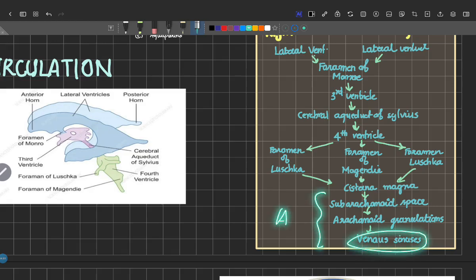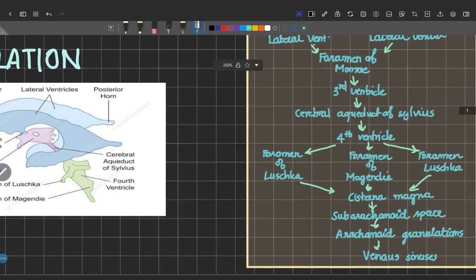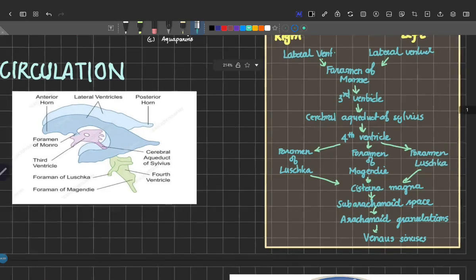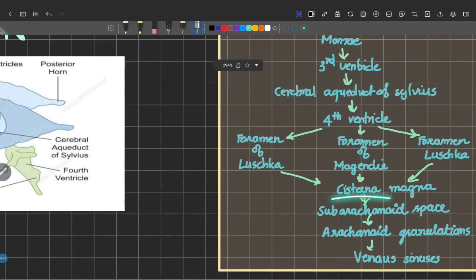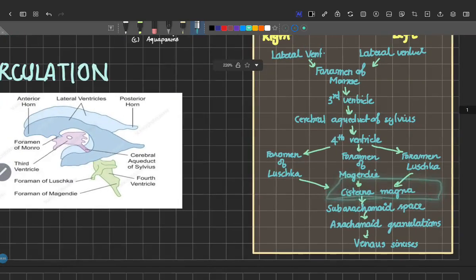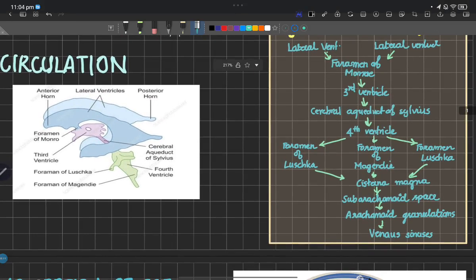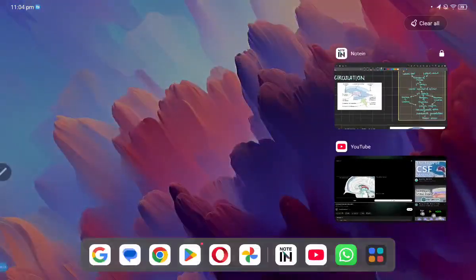This is the absorption part, which will be dealt with later. Basically now you have to just learn this sequence. This is as easy as it gets. Just remember that after it ends in the cisterna magna, it goes upward into the subarachnoid space, and it is then further reabsorbed there. To get a better understanding and visualization, let's watch a video based on this.